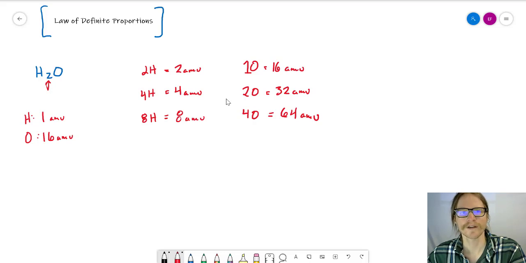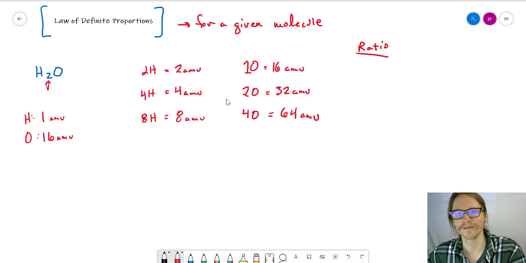So the law of definite proportion states that for a given compound or molecule, the mass proportion of the elements that go into that molecule will always be constant. And so if we look at the ratio here, let's just make a column called ratio here. And let's just say, what is the mass of oxygen to hydrogen? Well, that would be 16 over 2, which is 8.